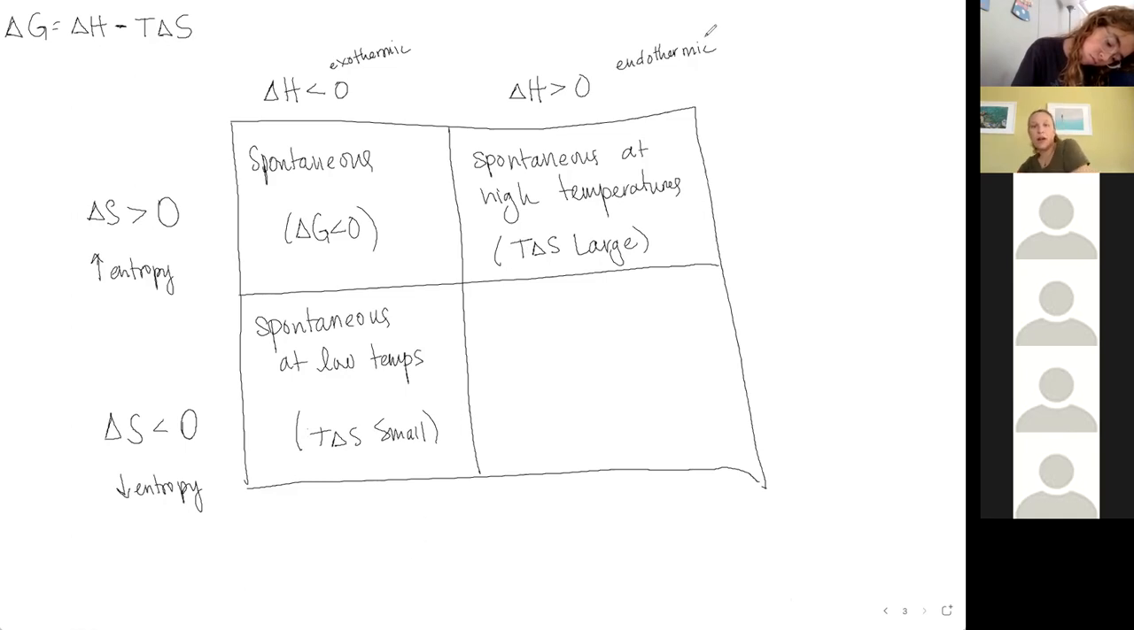And then finally, if we're endothermic with decreasing entropy, are we spontaneous, non-spontaneous, or conditionally spontaneous? Yeah, great. Thank you. So this is non-spontaneous. So our delta G will be greater than zero.